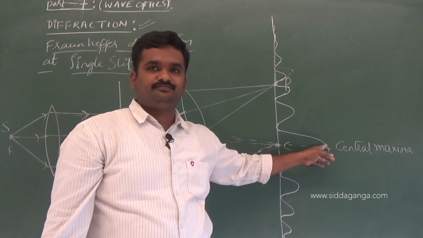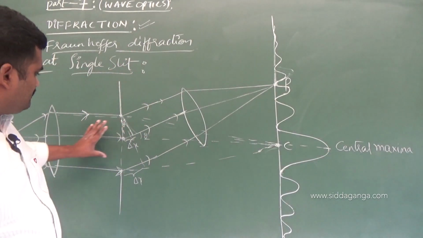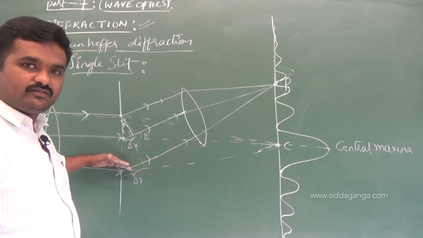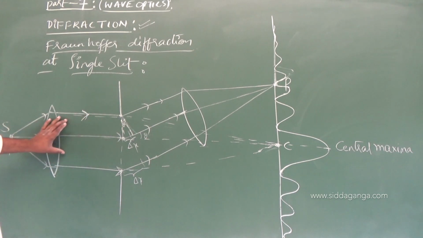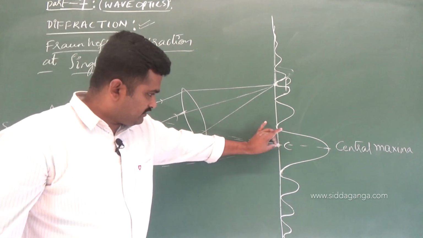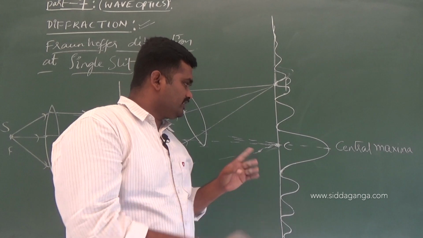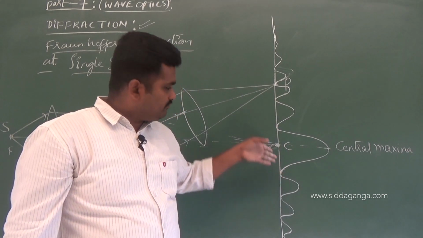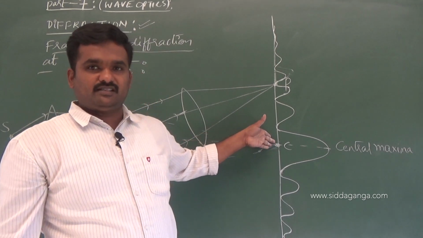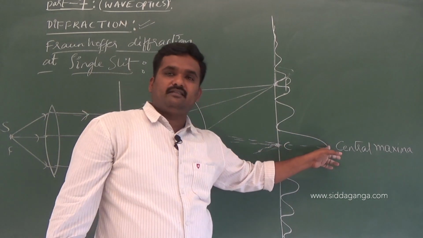The central maxima is bright because there is no opaque part in this central region. The entire light coming from the lens is incident here, and the waves interfere constructively. Due to the superposition, you get maximum amplitude, so the intensity is maximum in this region. That's why you can see the central light.